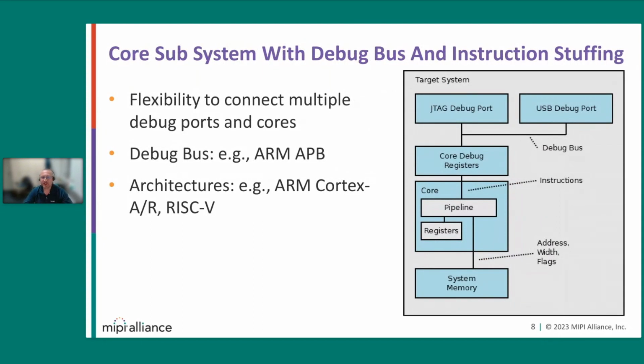More flexible architectures introduce a debug bus between the JTAG debug port and debug logic to connect different types of debug ports or different cores and many cores. Also in these systems, the debugger sends instructions via the core debug logic to the core to access core registers or system memory. An example for this architecture is the CoreSight architecture from ARM and the APB bus. Typical architectures are ARM Cortex-A/R or RISC-V.